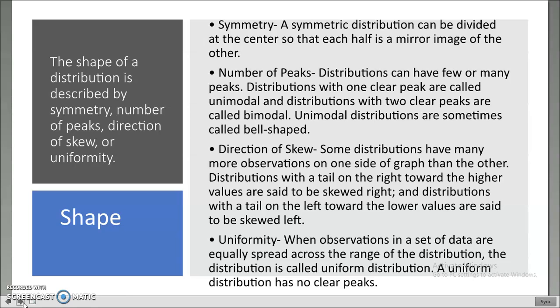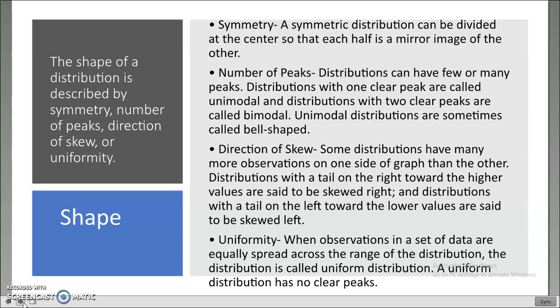Direction of skew. Some distributions have many more observations on one side of a graph than the other. A distribution with a tail on the right towards the higher values is said to be skewed to the right. A distribution with a tail on the left towards the lower values is said to be skewed to the left.